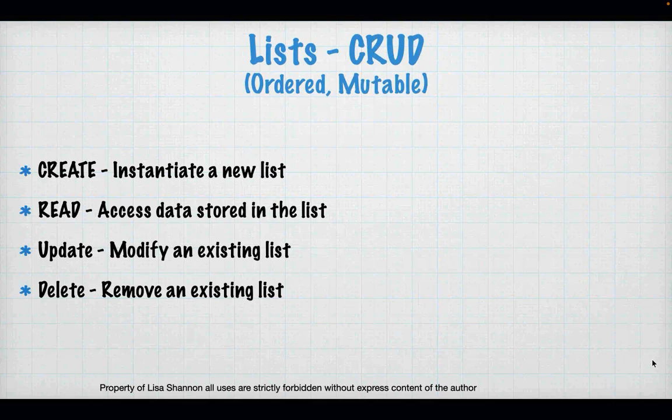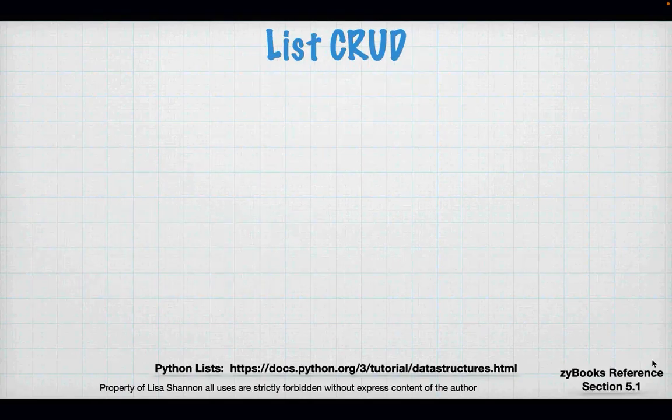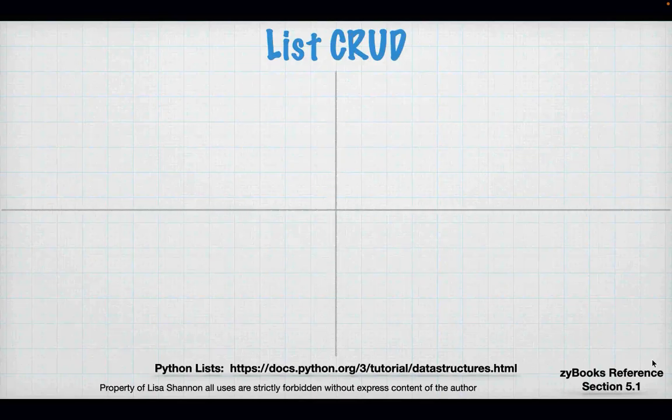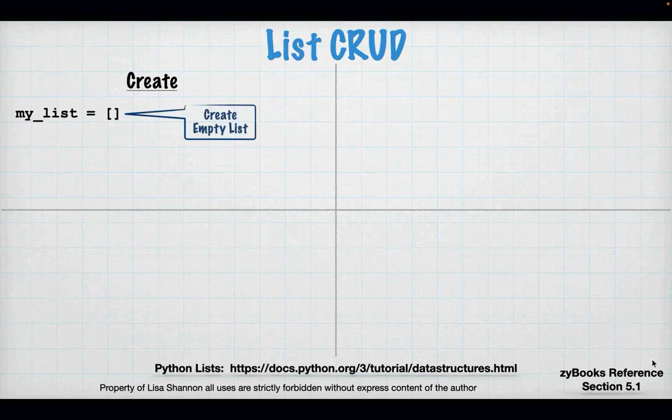So, lists, we are back to CRUD: create, read, update, delete. Create is when you instantiate a new list, read is when you access the data stored in the list, update is when you modify, and delete is when you remove the existing list. So, we have CRUD. We have our nice little graph here. So, how do we create a list? We create a list in a couple of different ways. We can create an empty list, or a list that is not populated, and that way you just have the open square bracket and the closed square bracket.